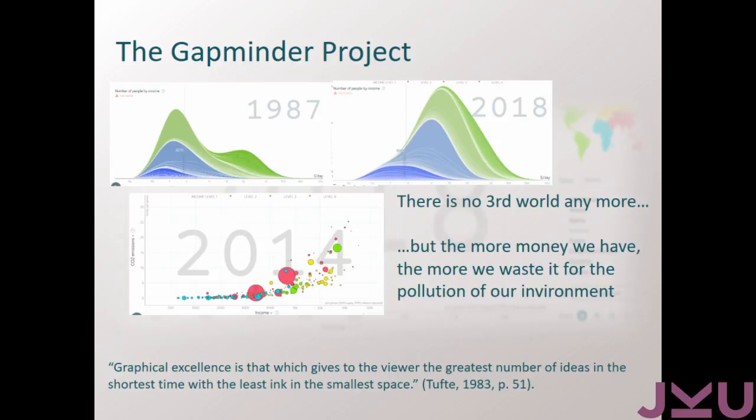Or here you can see on the x-axis income, and on the y-axis the CO2 emissions per person in tons. And well, the thing we can conclude out of this graphic is there is no third world anymore, but the more money we have, the more we waste it for the pollution of our environment. And as you can see, these graphics are giving a lot more information than I tell you now.